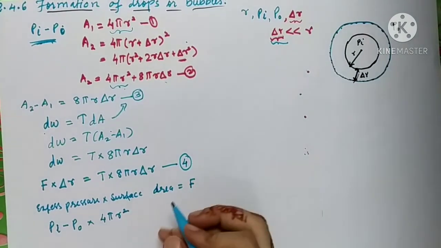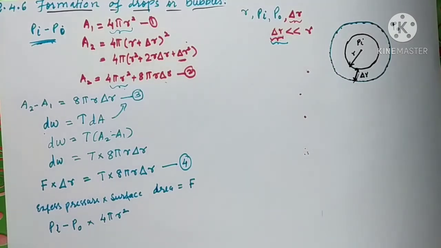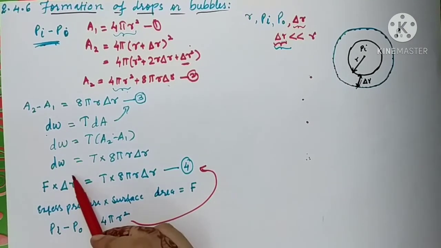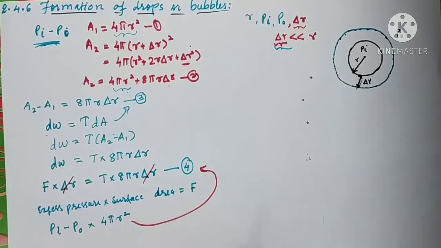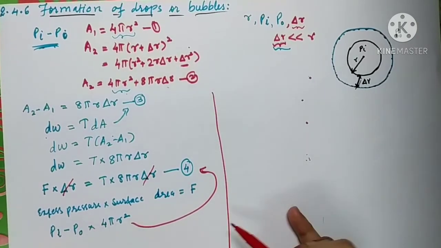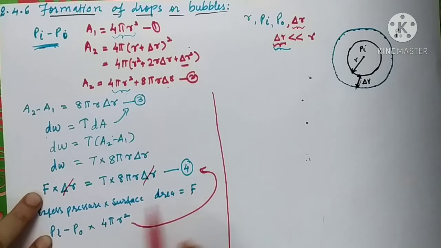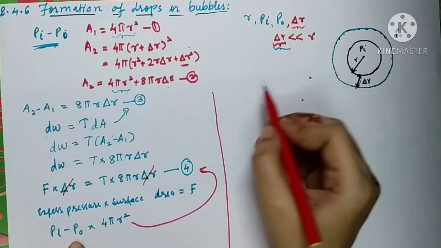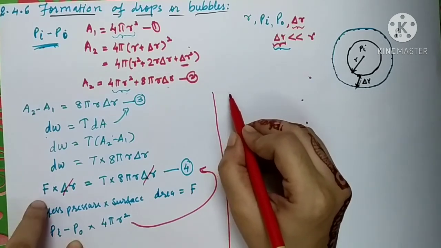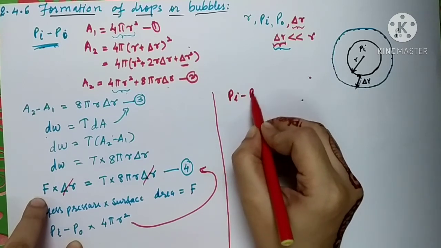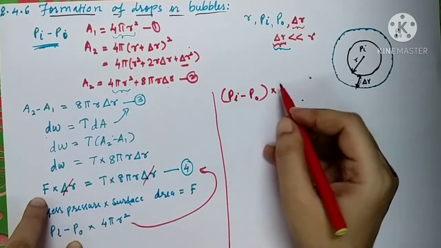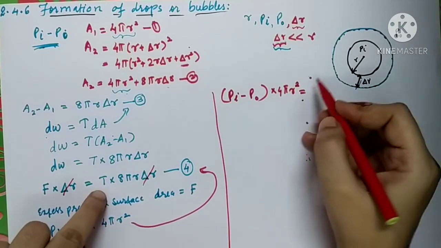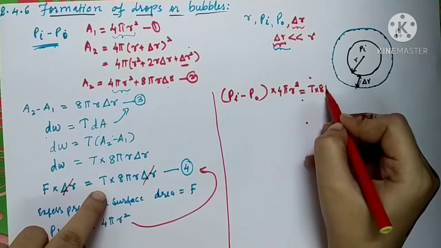So just substitute this value in equation number 4. One more thing, in our equation number 4 we can directly cancel delta R. Then after the substitution, substitute this value of force here in equation number 4. We all know that force is equal to Pi minus Po. Pi minus Po into 4 pi R square is equal to T into 8 pi R.